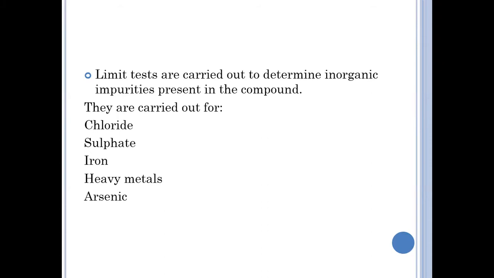So basically what we do in limit test, we take standard as well as sample. Now standard contains predetermined amount of impurities. So we are going to carry out the same reactions in standard as well as the sample. So if the color or opalescence developed in the test is less as compared to that of standard, it indicates that the level of impurity present in the test is less as compared to that of standard.